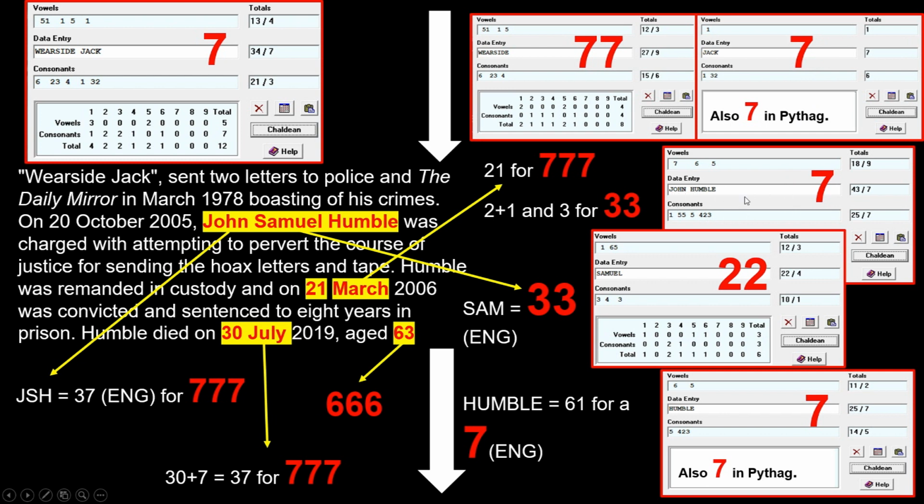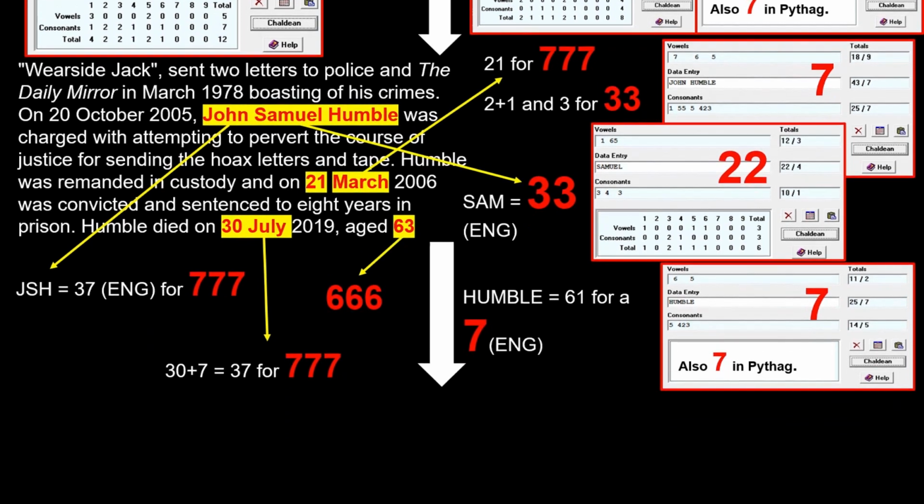John Humble, missing Sam out, is 43 for a 7. Samuel, and we've got our number again here, look, is 22 in Chaldean, so 22 appears. And Humble is 7 in both Chaldean and Pythagorean numerology. Humble is also 61 in English for a 7. So we have massive amounts of code in the fake Jack. So I suppose if you believe this is a hoax, these are hoax letters and hoax tapes. Quite interesting, that one. But let's move on.